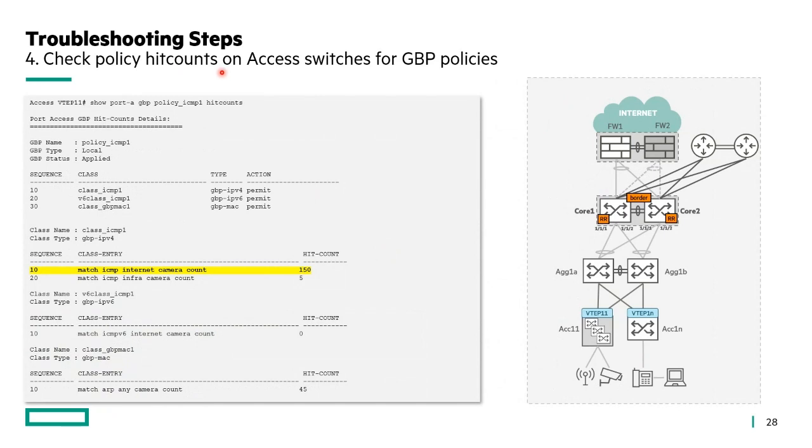And we want to check the policy hit counts on the access switches for the GBP policies, just like we did at the border. This is how you would do that. You do just show port access GBP, the policy, and then hit counts. And you should see increments here for intranet in this case, but it's only because this class doesn't have an option here for intranet. But in the demo, you'll see that we will have that as well. So we can see that we're incrementing the hit counts for the internet. So we know that the border is doing its job and it's applying the internet tag correctly.